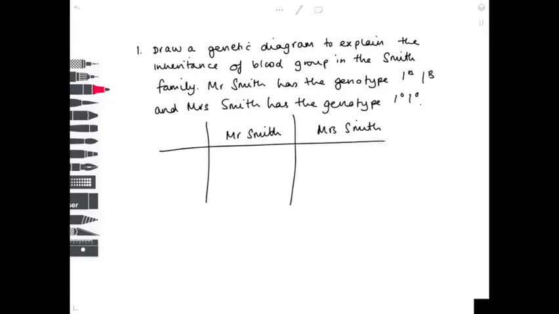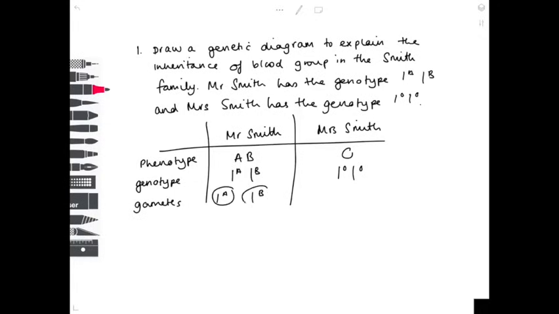start with our phenotypes. So what blood groups do they have? Well, according to my previous slide, IA-IB will obviously be blood group AB for Mr. Smith. Mrs. Smith has IO-IO, which means her blood group is O. So what are their genotypes? Well, happily that's been given to us in the question. So that's just IA-IB for Mr. Smith, IO-IO for Mrs. Smith. So the gametes, we just need to separate those alleles and draw circles around them to show that this is the potential alleles for his sperm, and her eggs will all be IO.